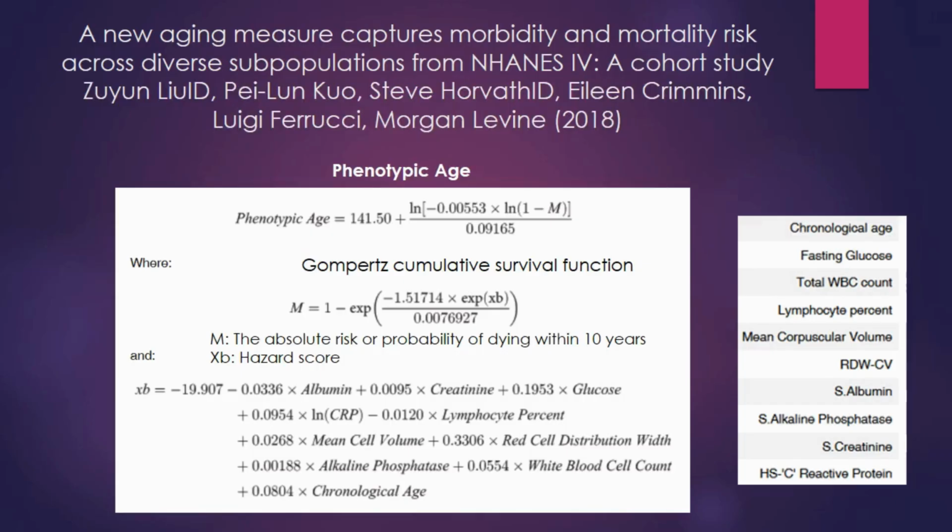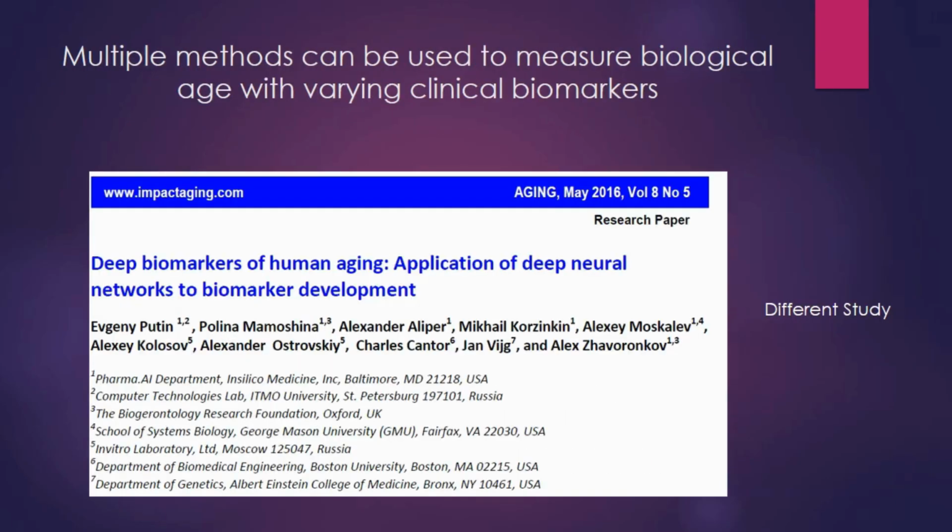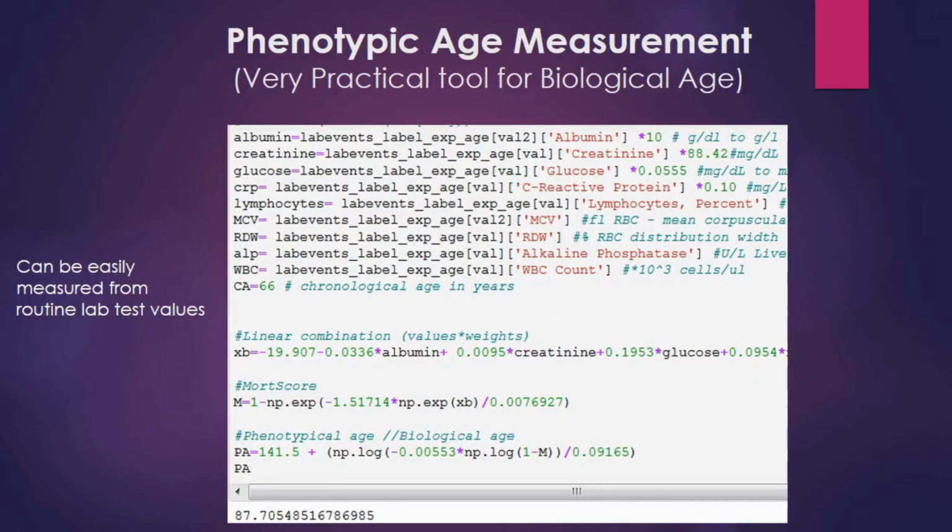Phenotypic age. This slide shows the article that details the main metric called phenotypic age used for measuring biological age covered in this presentation. Multiple methods can be used to measure biological age with different sets of clinical biomarkers. The slide highlights one such article that details application of deep neural networks for biological age measurement.